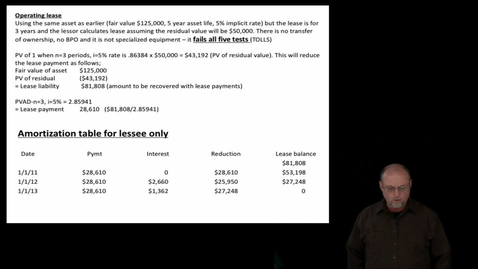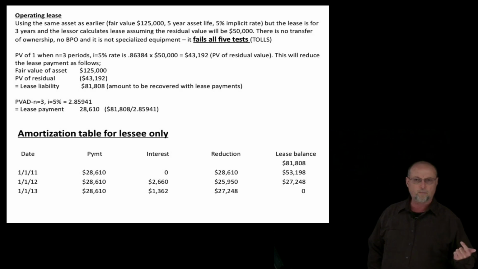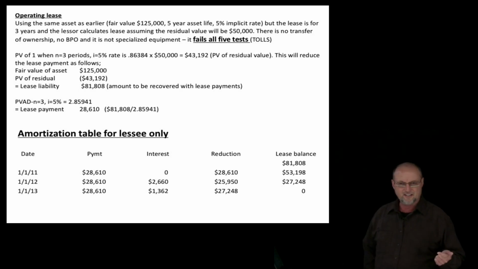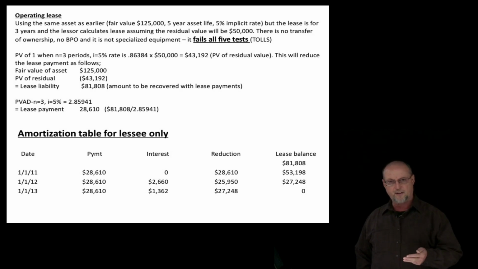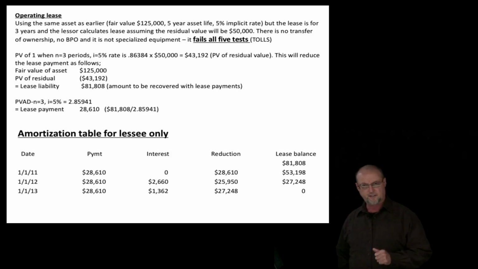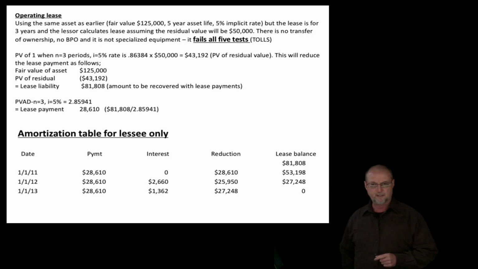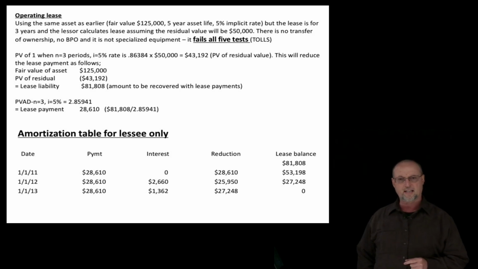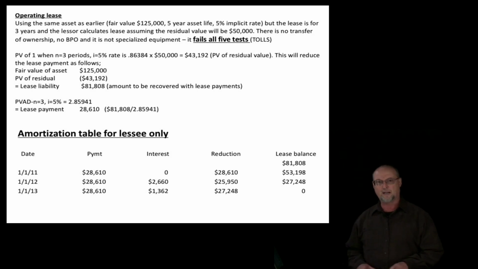Okay? So it's going to fail all 5 tests. There's no transfer of ownership. There's no bargain purchase option. The lease is 3 years, and if you take 3 divided by the 5-year useful life, that's 60%. That's lower than the 75% cutoff test. And we're going to calculate the present value of the lease payments, and we're going to see that it's less than 90% of the fair value of the asset. So it's going to fail that test as well. And then last, since this is standard equipment, it's not specialized, it fails that test as well.